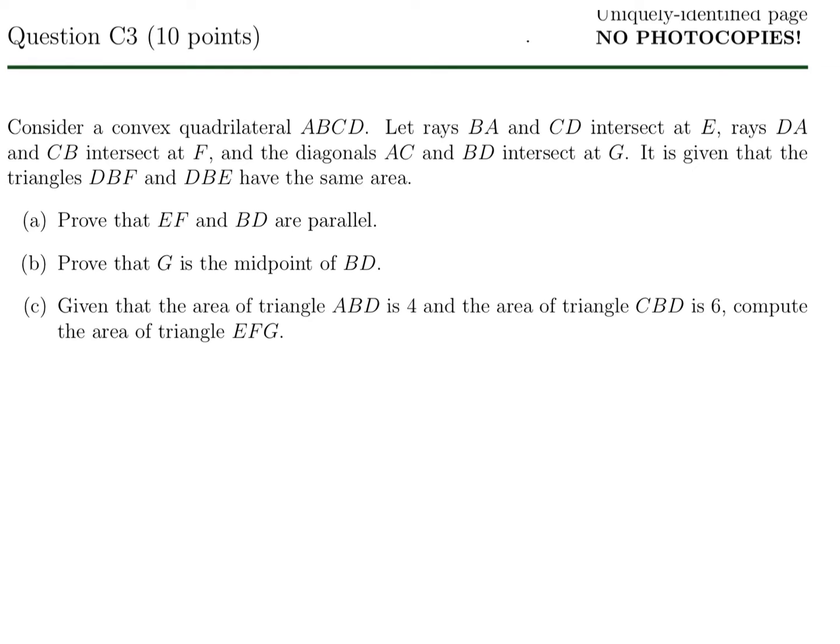Consider a convex quadrilateral ABCD. Let rays BA and CD intersect at E. Rays DA and CB intersect at F, and the diagonals AC and BD intersect at G. It is given that the triangles DBF and DBE have the same area. Prove that EF and BD are parallel.